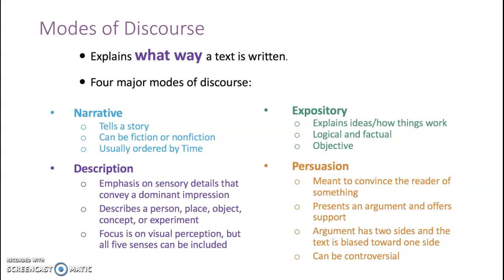Another way that authors can write is description. So this is all about the 5 senses. It's about what the author wants you to picture in your head, right? So what do you see? What do you smell? How does it feel? What does it taste like? The focus is usually on visual perception, so what it looks like, but all 5 senses can be included, right? So it's going to describe a person or a place or an object.